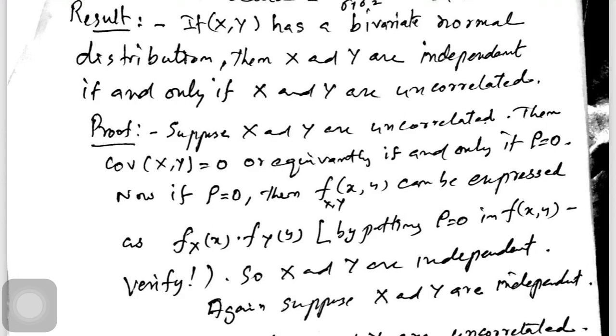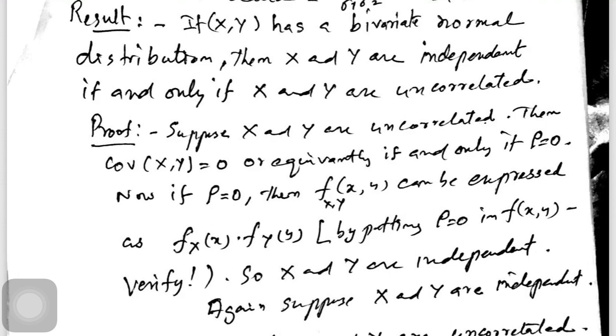We were discussing the bivariate normal distribution, and we have found the mean of x, mean of y, variance of x, variance of y, and the correlation coefficient, covariance, etc. Now, here we shall show a very special and important result regarding the bivariate normal distribution.